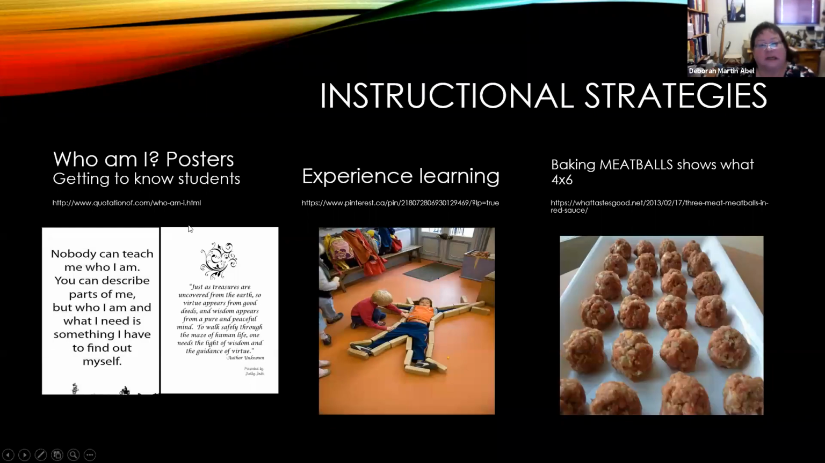Instructional strategies. Who Am I posters, getting to know students. Nobody can teach me who I am. You can describe parts of me, but who I am and what I need is something I have to find out myself. So it's self-discovery.